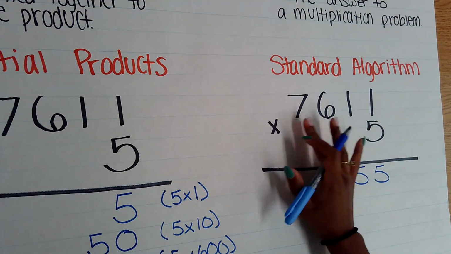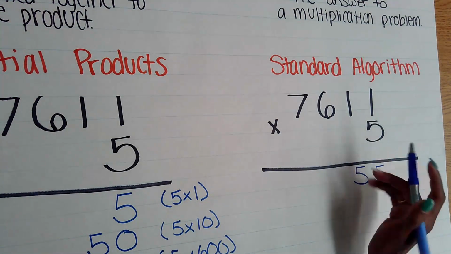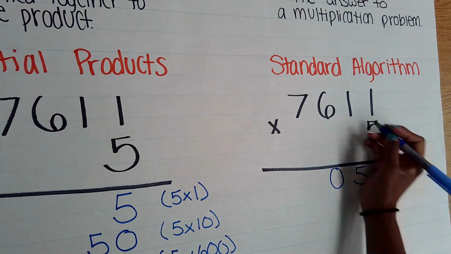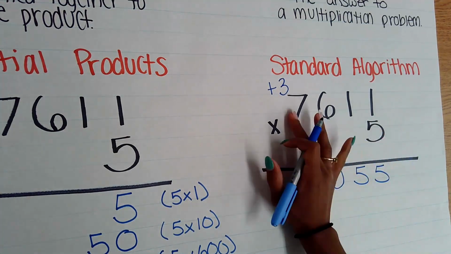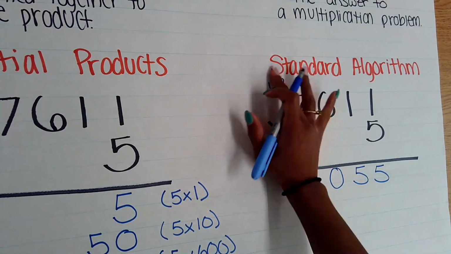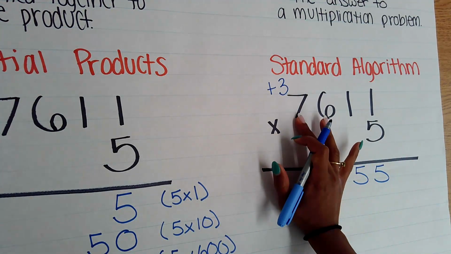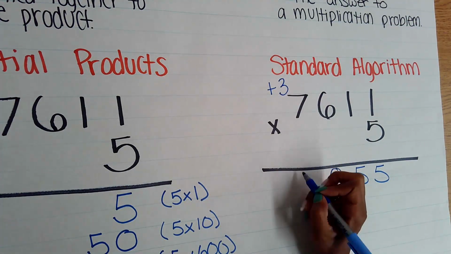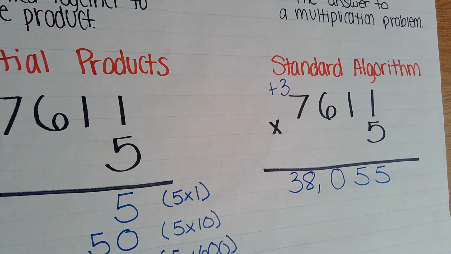My 5 times 6 is 30. So this is where we have to carry and kind of regroup. So I want to drop my 0, because in 30, 0 is in the ones place, and I'm going to carry my plus 3. So then I'm still going to treat this like a 7, but then I'm going to add in this plus 3 after I multiply. So 5 times 7 gives me 35. Then I need to take 35 and add 3. So that would get me to 38, and we get the same answer of 38,055.